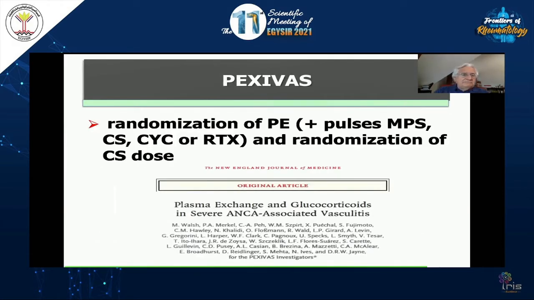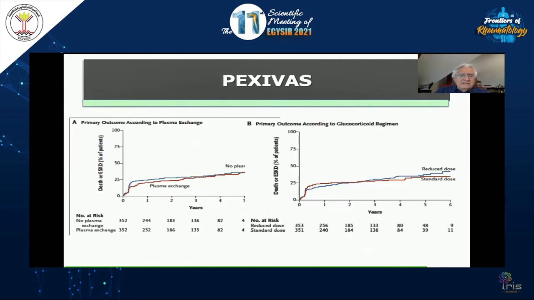More recently, plasma exchanges were evaluated in a randomized trial. It's a very large study with more than 700 patients, and it was a double randomization, the first one for plasma exchanges and the second one for the steroid dose. And the result of the study is summarized here. At 5 years, you can see there is no difference between the group receiving plasma exchanges and the group receiving no plasma exchange. And there is also no difference between patients receiving a higher dose and those with a low dose.